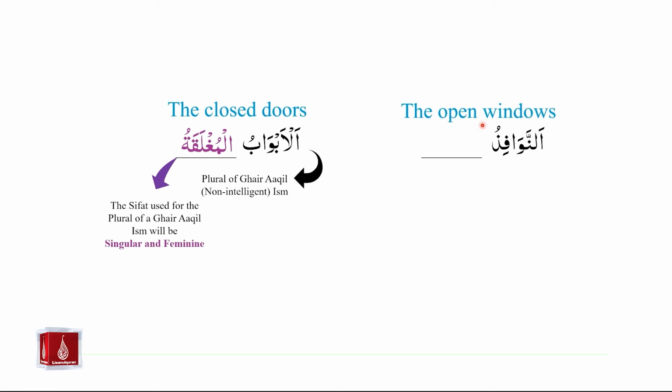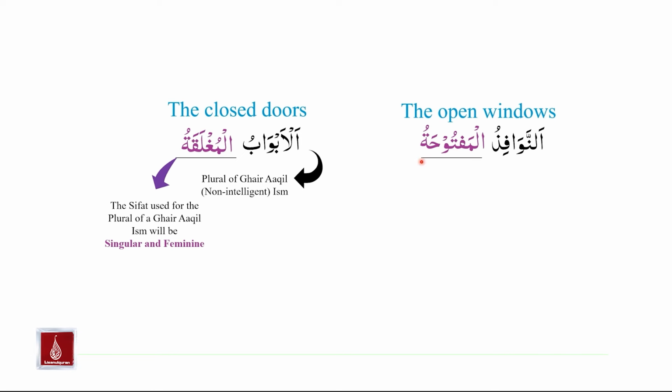If we were to translate the open windows as a murakkab tawsifi, we will use an-nawafizu as the Mosuf, which will be used for the windows. And now we need to identify a sifat. The sifat for this descriptive phrase will be al-maftuhatu.